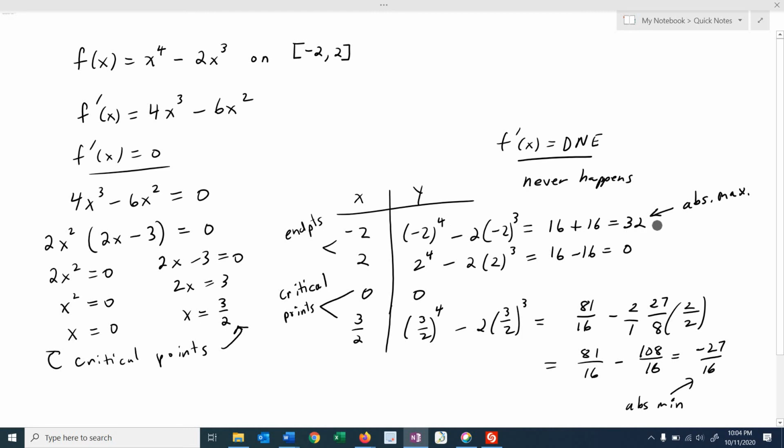Now be careful. The absolute maximum is 32, and that occurs when x is -2. And then the absolute minimum is -27 over 16, and it happens to occur when x is equal to 3/2.